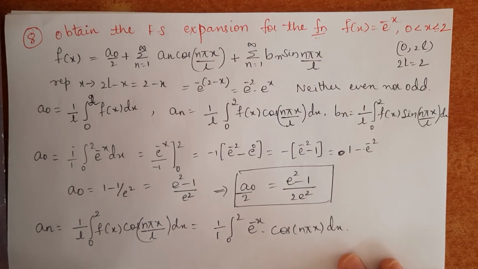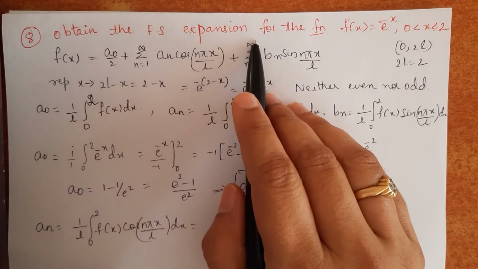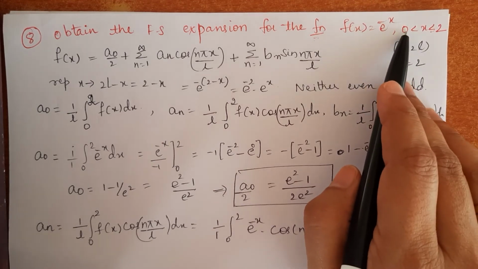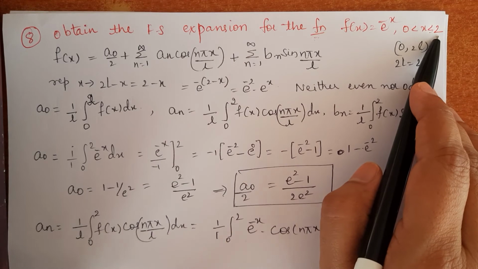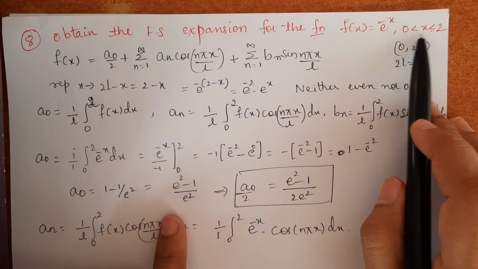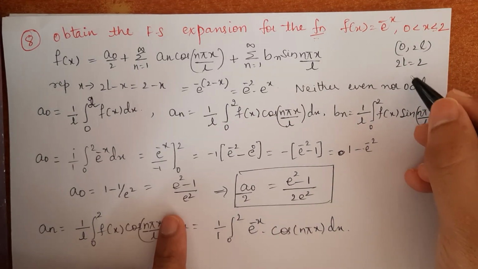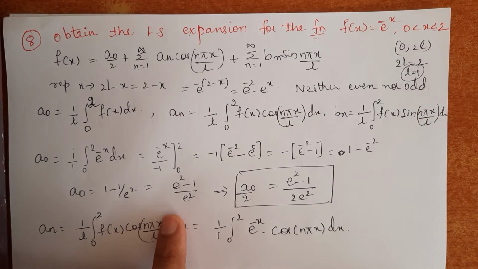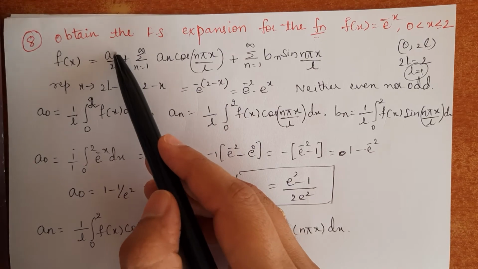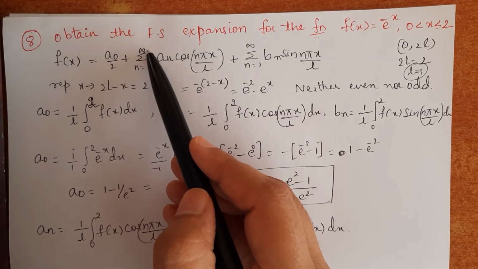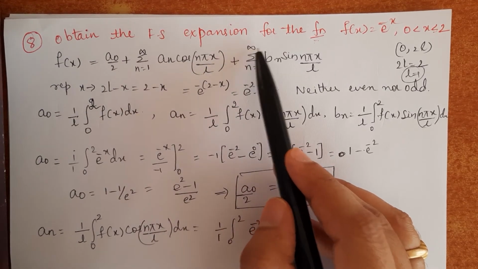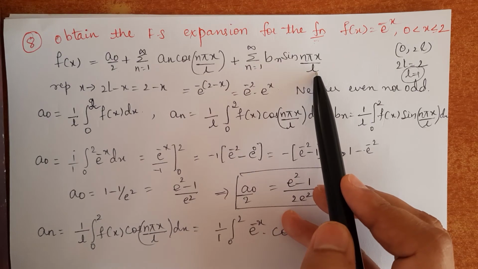The next problem is obtain the Fourier series expansion for the function f of x equals e power minus x in the interval 0 less than x less than 2. So this is similar to our interval 0 to 2l, where 2l value is 2 and l value is 1 for this problem. So we'll write down the corresponding Fourier series expansion, that is f of x equals a0 by 2 plus summation n equals 1 to infinity an cos n pi x by l plus summation n equals 1 to infinity bn sin n pi x by l.